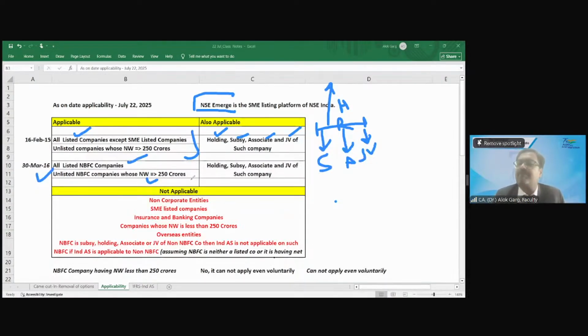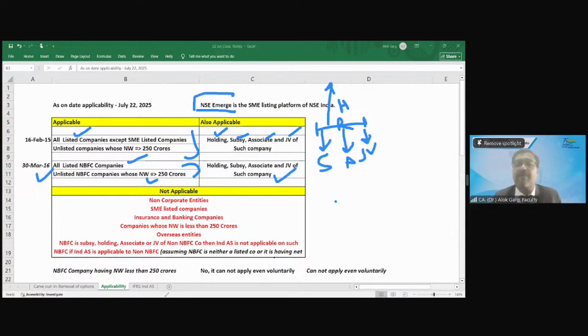Is that clear? Whose net worth is equal to or more than 250 crores. Okay. So friends, if Ind AS is applicable to an NBFC company, it is automatically applicable to the holding, subsidiary, associate and joint venture of such company, right?